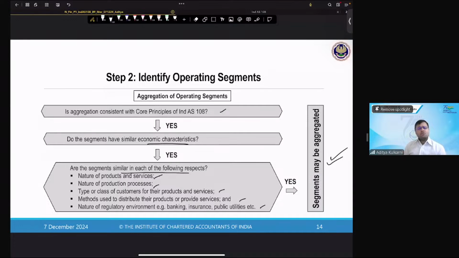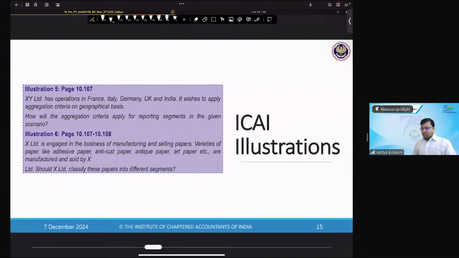Okay. So what happens is many times you will be having multiple segments. That will be an overload on the financial statements. So to reduce the burden, you may opt for aggregation of the segments, but for aggregation, you need to look at this particular flow. You can aggregate only those segments which are similar. Similar in products, services, production processes, type or class of customers, methods used to distribute their products, and nature of regulatory environment. Okay. All right. Now, let us move on to the next one.